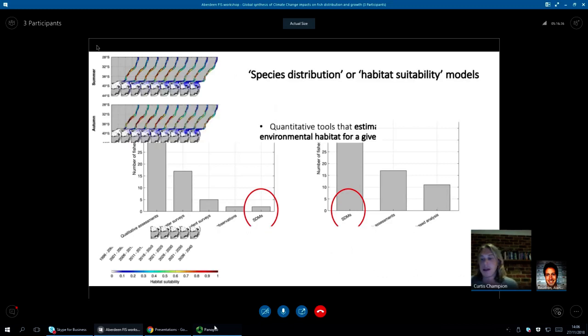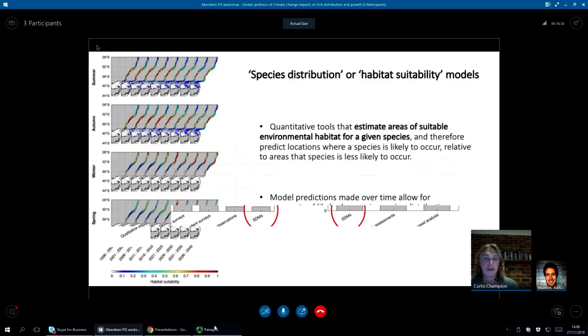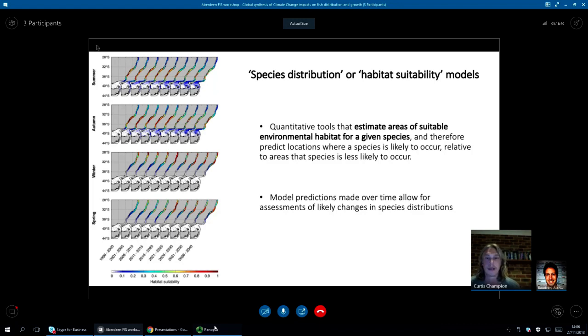So that was the background about the methods that have been used in the Australian literature to study distribution shifts in fishes. Now I'm just going to touch on species distribution models because they have come out as quite important in the literature search, and basically these are quantitative tools that estimate areas of suitable environmental habitat for a given species, and therefore they provide some kind of an estimate of locations where species are likely to occur relative to areas where species are unlikely to occur.